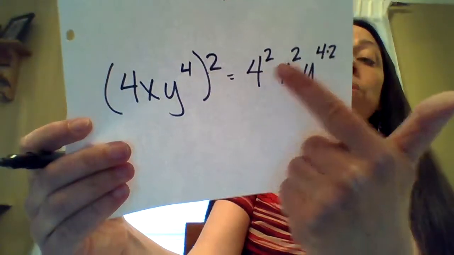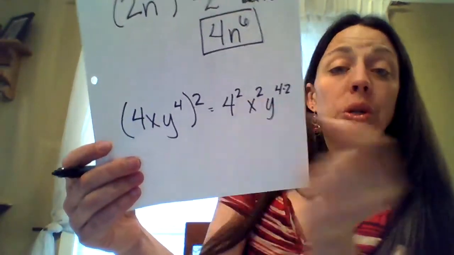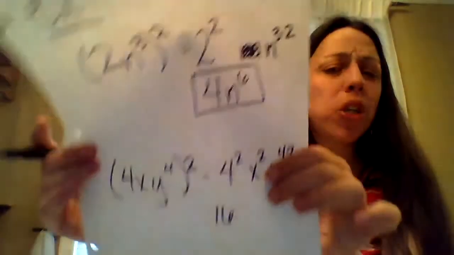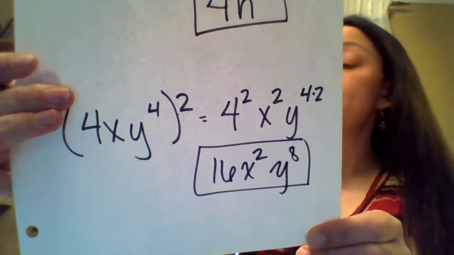So the 2, notice it's kind of like I distributed it. Really it is. 4 squared is 16. X squared, there's nothing I can do with that. It's already just as simple as it can be. X squared, 4 times 2 is 8. 16x squared, y to the 8th. All right, I got 3 rules right in a row here just because of how, again, they work together and what happens in our examples.